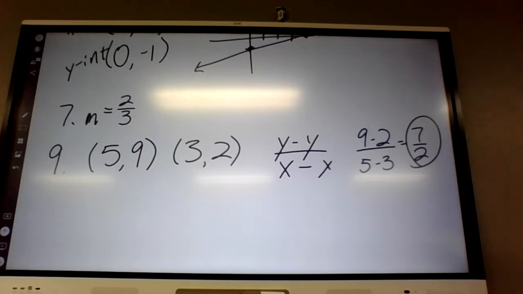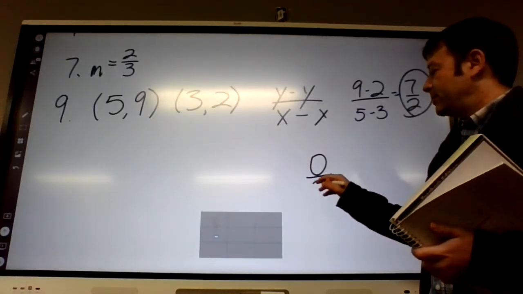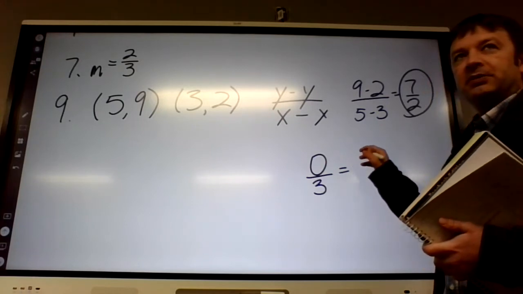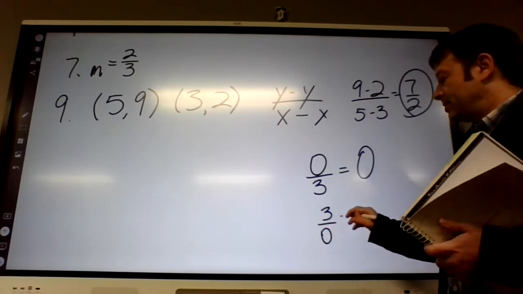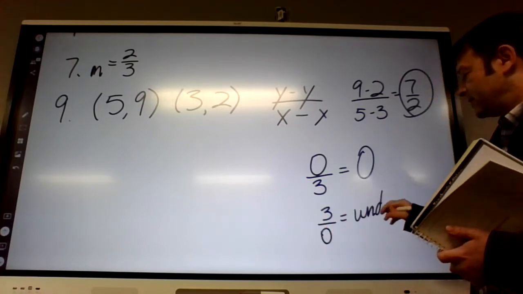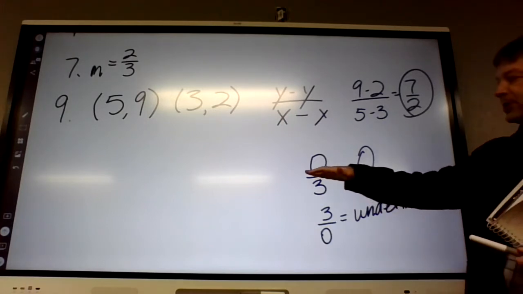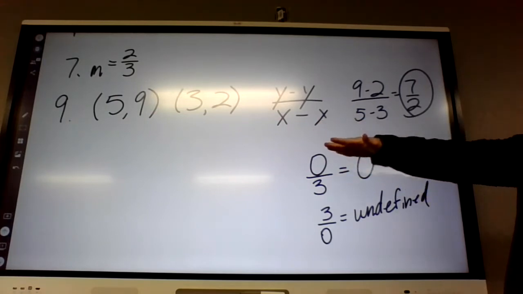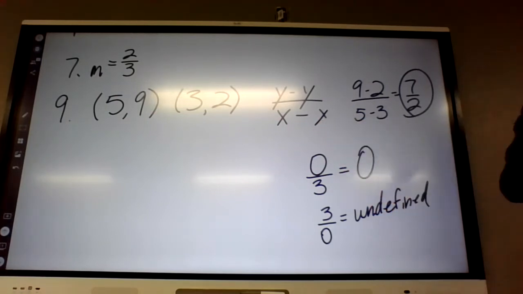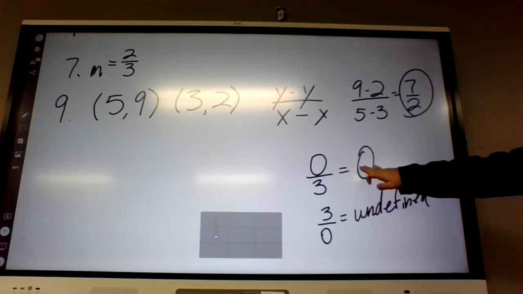Okay, do you guys remember what happens if you have like 0 divided by 3? It's zero. And 3 divided by 0 is undefined. So this would be a 0 slope. What did a 0 slope look like on the graph? Horizontal. Undefined slope is a vertical line. Actually, if I did that on my calculator, this one would say error, this one would say 0.